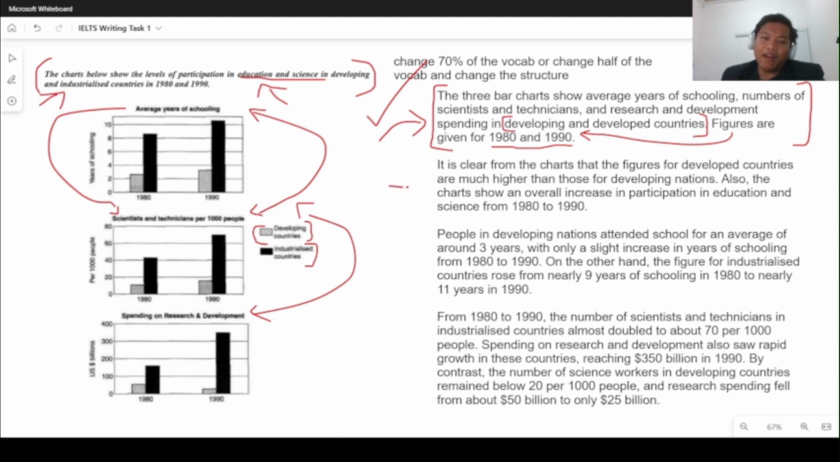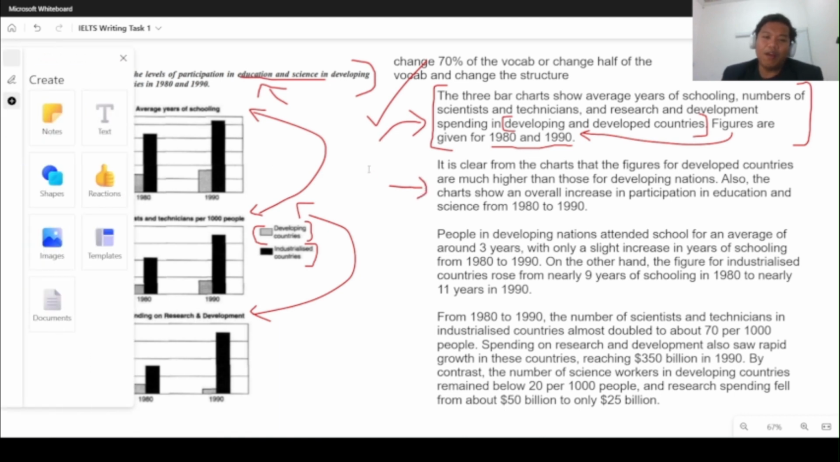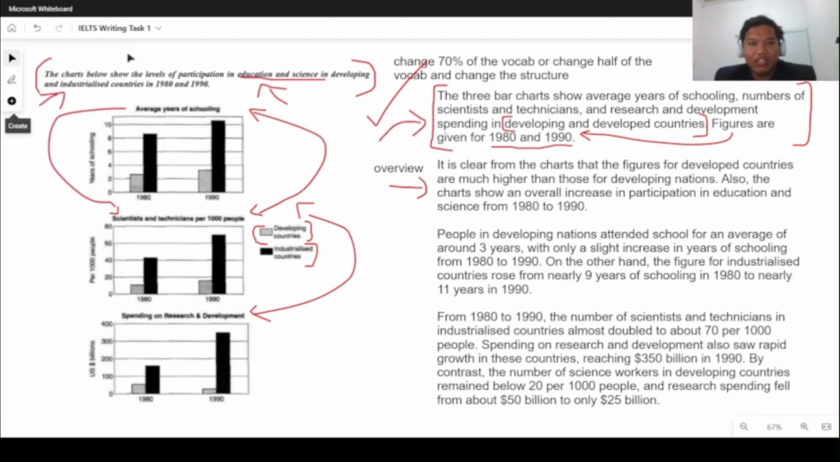Now, the second paragraph, we start to talk about the overview of the chart. The overview is basically just the biggest or the most obvious trend that you can see on the bar chart. And I've already mentioned it in the beginning of this video. You can clearly see that the industrialized countries is the most dominant, right, in all three charts. Whether it is in 1980 or 1990, you can immediately see that. So that's most likely what is going to be mentioned here. So let's take a look and check.